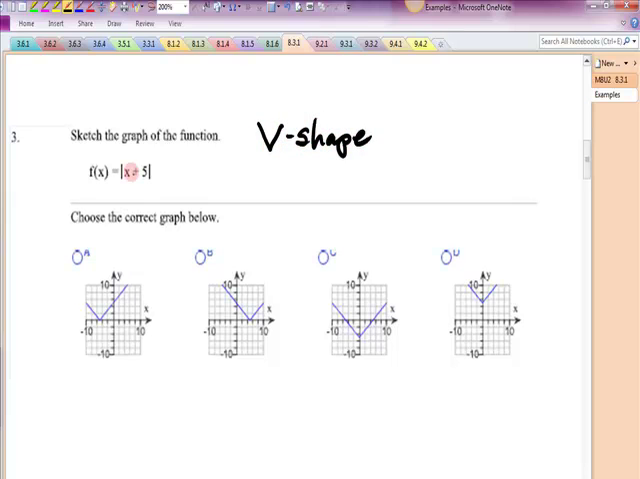Because it has a +5 inside, it's going to shift left 5. Remember, when it's inside the absolute value in this case, it goes the opposite direction of what the sign says. So left 5. And these are marked off by 2's. And left 5, this is the only one that has shifted to the left. So it is choice A.